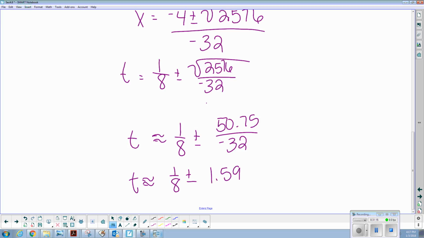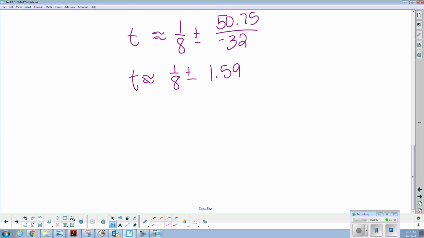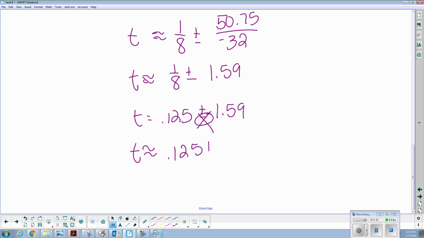Now, we're talking about seconds. So 1A is 0.125. We cannot subtract. Do not subtract, because then you'll get negative time. You can't have negative time. So t approximately equals 0.125 plus 1.59, which if you simplify that, you get t approximately equals 1.71 seconds.